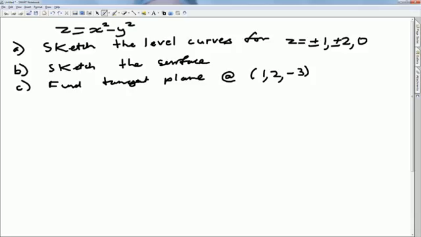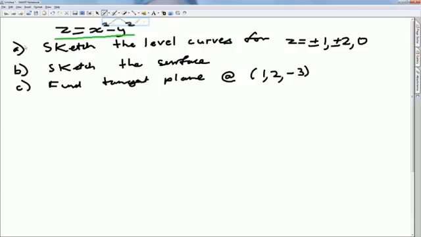Hi, this is a video just doing some revision questions. So what we have here is a surface, z equals x squared minus y squared, and we just want to get a sense of what it looks like and what other questions we can do with it.